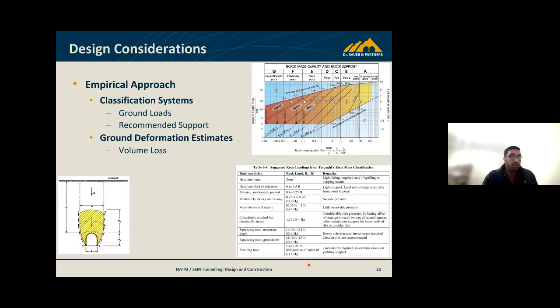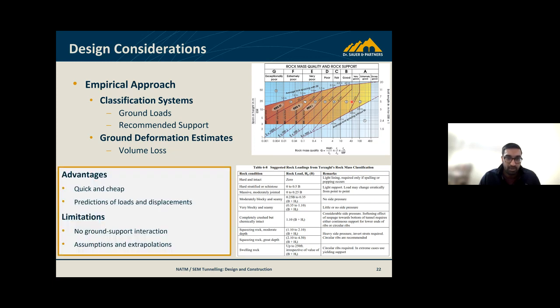Empirical analysis. This is done through classification systems, ground loads, and the associated recommended support systems. You also get the volume loss from an empirical analysis. It's using the rock mass quality and rock support classifications, which many of you probably know fairly well, given the amount of rock in Toronto or Canada.